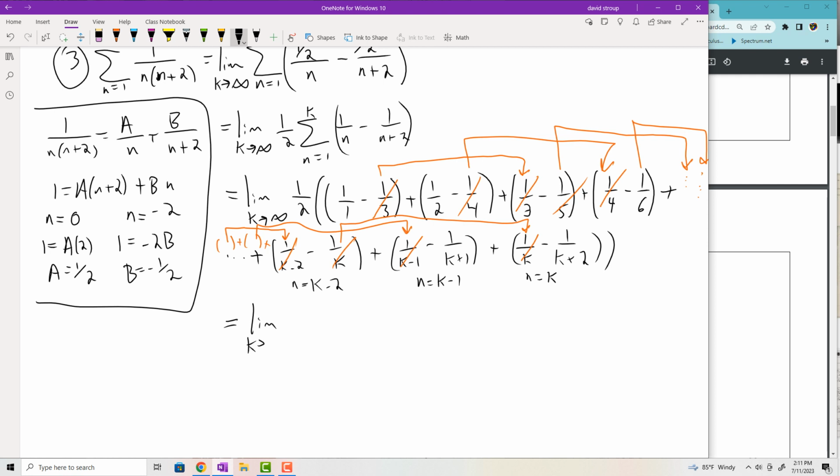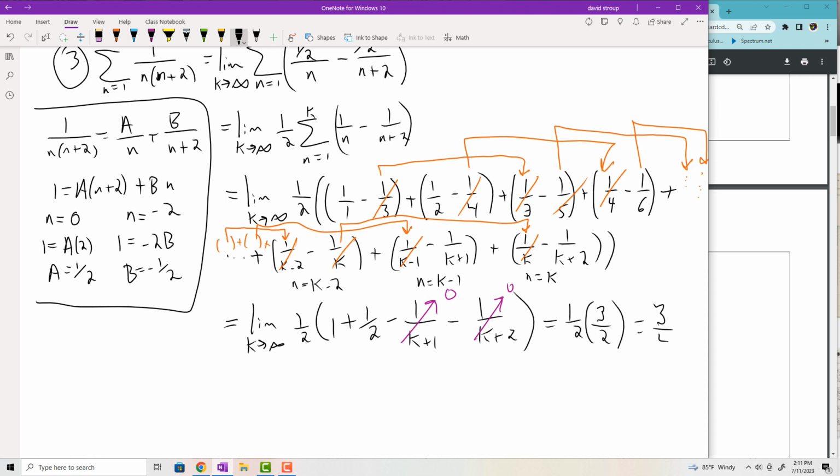So I have the limit as k goes to infinity of 1/2 times 1 plus 1/2 minus 1 all over k plus 1 minus 1 all over k plus 2. The 1 over k terms are both going to go to 0. Those are 1 over infinity terms. And then you're just left with all the constant material. So 1/2 times 1 plus 1/2, that's 3/2. And then multiplying that together, you get 3/4. And that truly is the sum of that series. It's convergent. It's definitely true. And there's your answer.